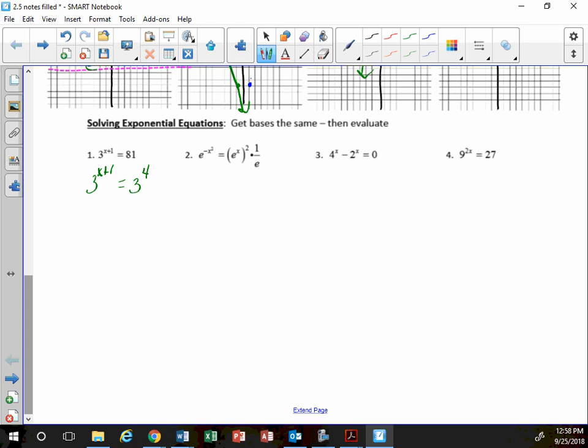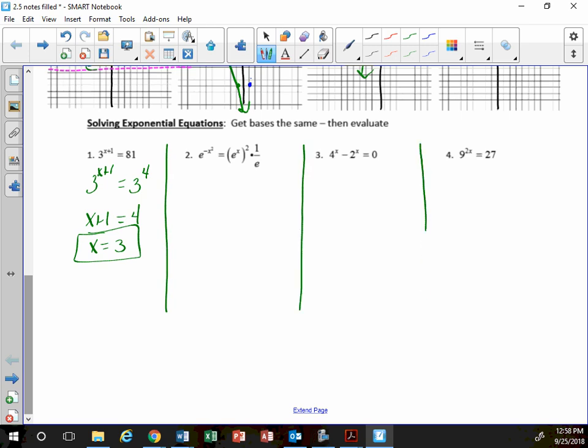Now, since the bases matched, what must be true about my exponents? Yeah, they have to equal each other. So we just have the simple equation of x plus 1 equals 4. Not too bad. So x equals 3. Okay. All right. Do 3 and 4 and try 2 last. 2's the hardest, okay? You have to remember all your exponent rules for number 2. So try 3 and 4 first and then come back to that one.